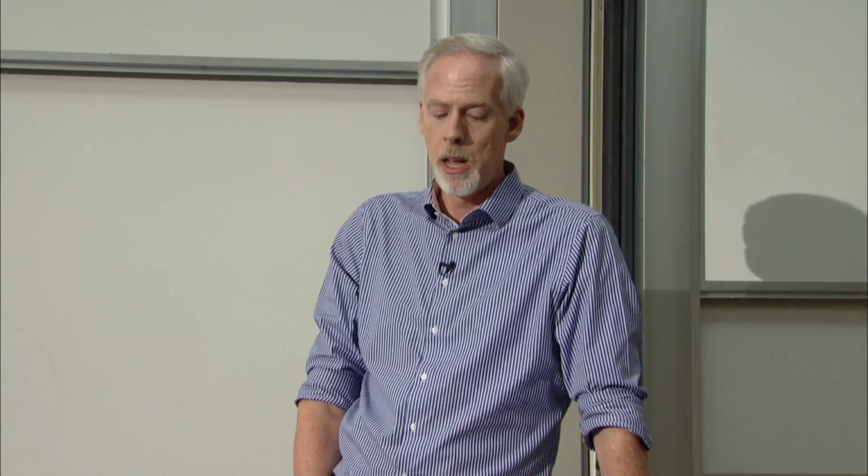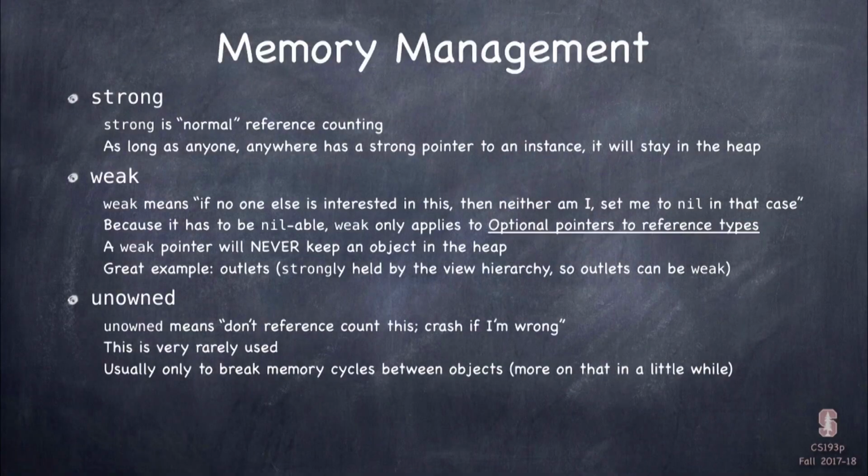Okay? Last is unowned. Unowned is don't reference count this. In other words, I'm pointing to something in the heap, but don't count it as a strong pointer. And I promise I'll never access this thing when it's gone from the heap. Now, this is very dangerous. This is basically trying to outsmart the automatic reference counting system. You're saying you know when it's in the heap or not. And this is really rare.